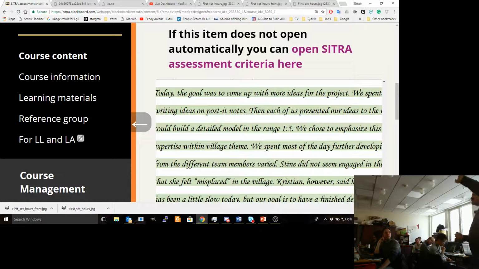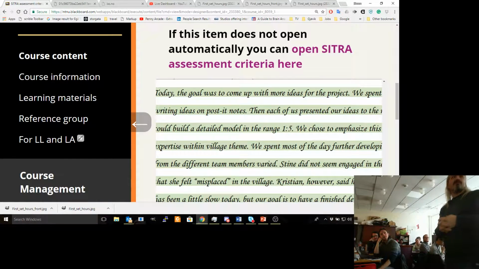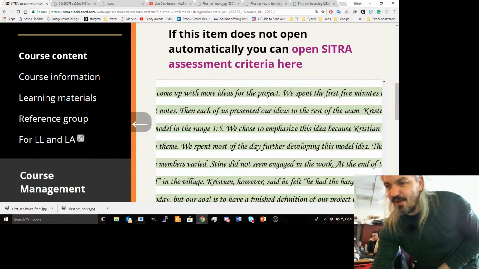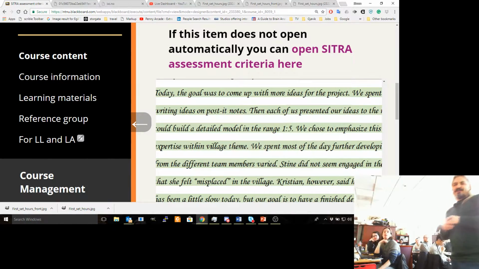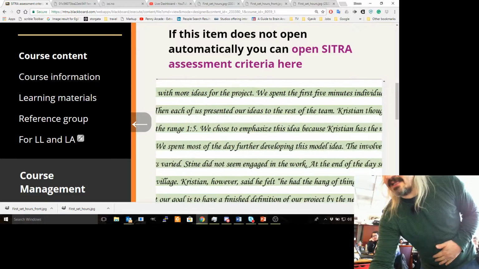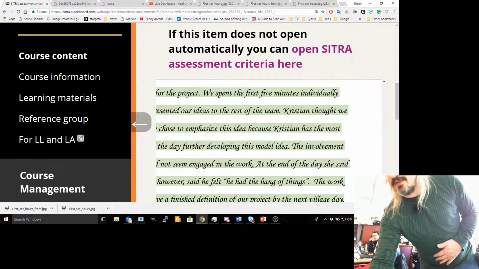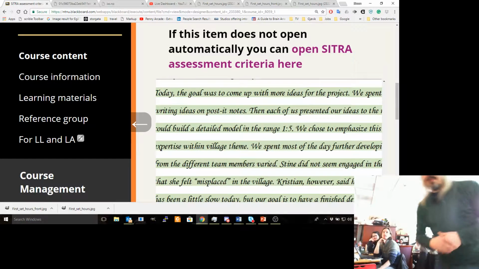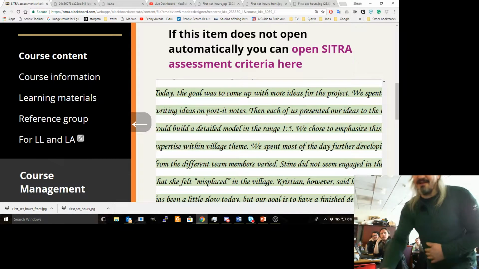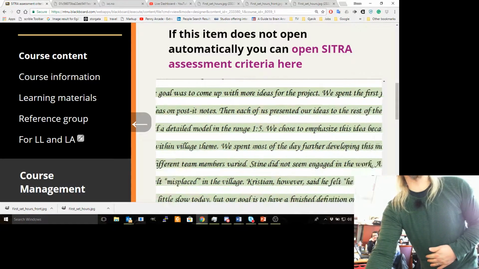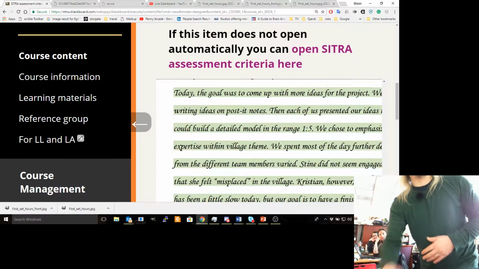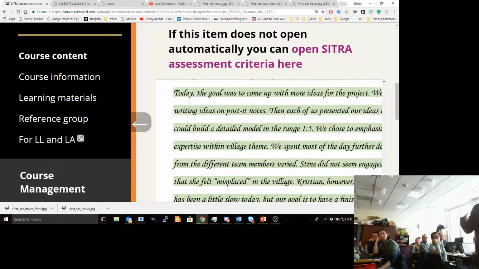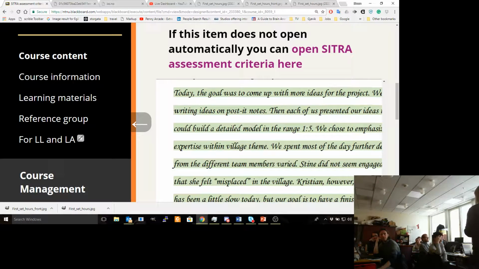Right, so in this, it's subtly green, very hard to tell from where you are, but the first situation is a description of what was going to happen. So today the goal was to set up more ideas for the project. We spent the first 5 minutes individually writing our ideas on Post-it notes. Then each of us presented our ideas to the rest of the team. Christian thought we could build a detailed model in the range 1:5. We chose to emphasize this idea because Christian has the most expertise within the village thing, right? So the idea here is they're kind of describing what happened. Right?